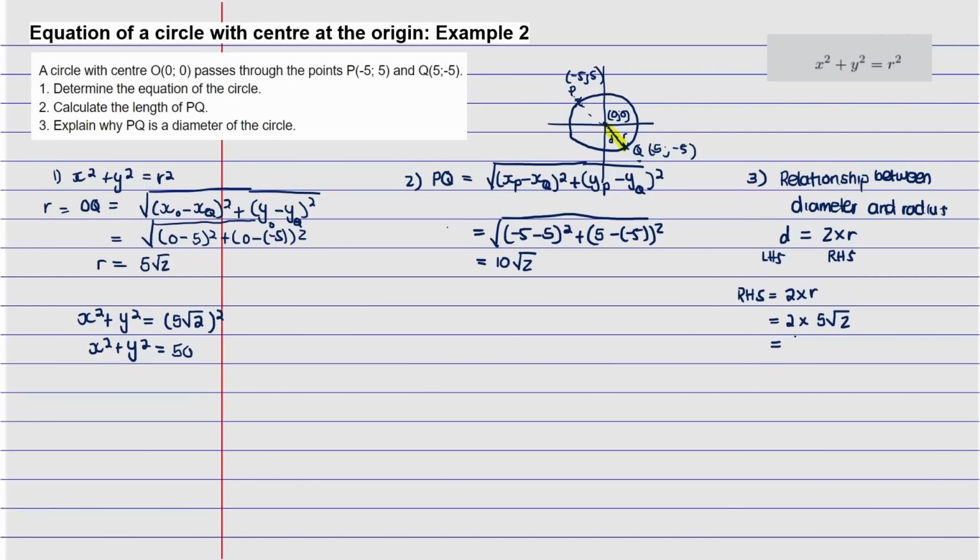So if you multiply 5 root 2 by 2, you're going to get 10 root 2. By that, we see that this matches up with the left-hand side. So this proves that PQ is actually a diameter of the circle.